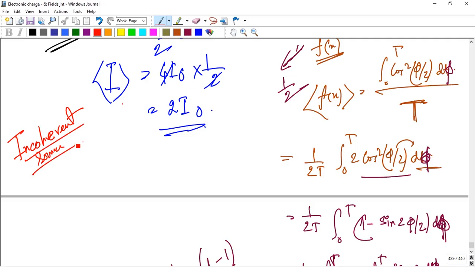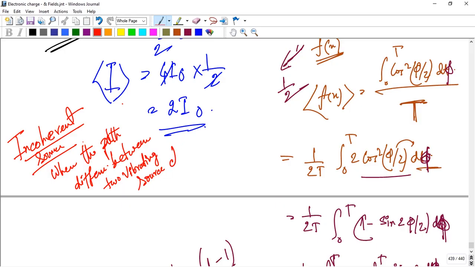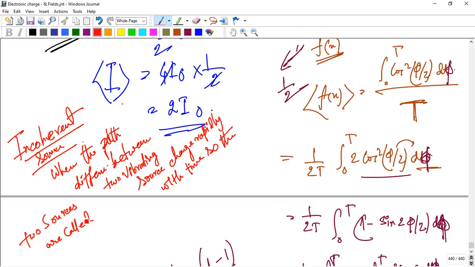Incoherent source. When the phase difference between two vibrating sources changes rapidly with time, the two sources are called incoherent sources. Clear? What is a coherent source and what is an incoherent source?